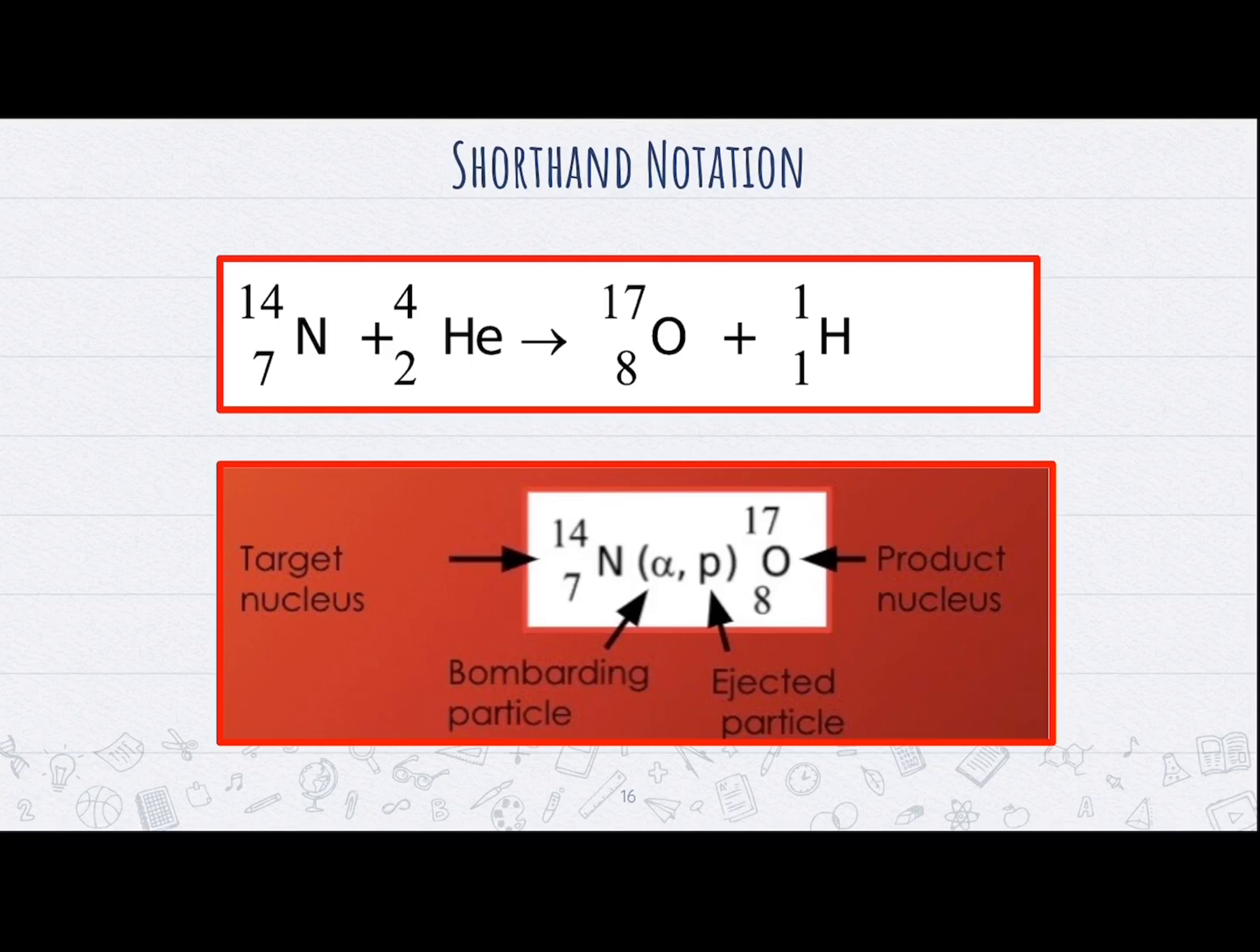So in the red box at the bottom, my target nucleus is going to be written first with the mass number and with the atomic number. And then I have the bombarding particle, so was it alpha, beta, gamma? And then I have the ejected particle, so usually a proton. And then I have the product nucleus at the end. What did it change into?